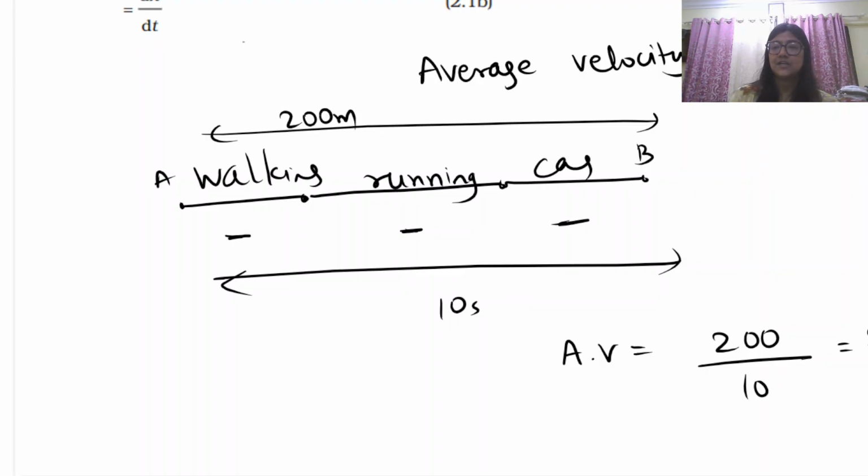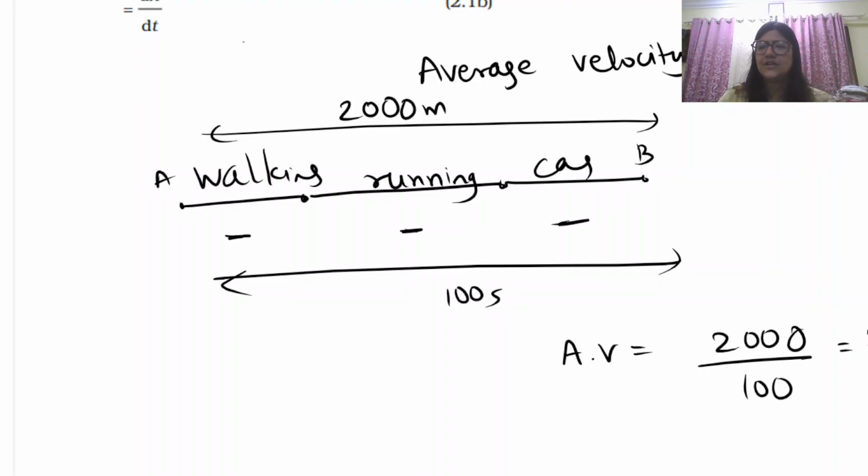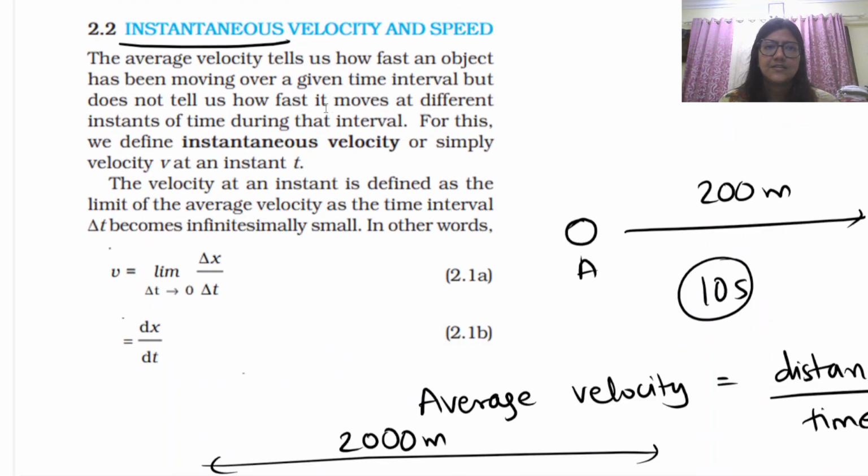I know I didn't take a very good value. 200 meters in 10 seconds is a very short time for walking, running, and a car. We can change this. Maybe we can say this was, say, 2000 meters, for example, and instead of this, let's say it was 100 seconds. Same answer. The idea is average velocity is, sorry, 2 meter per second. That's okay. That's average velocity.